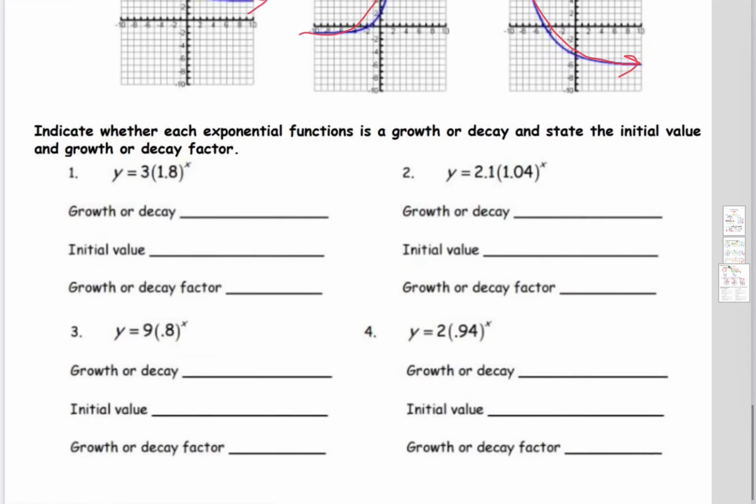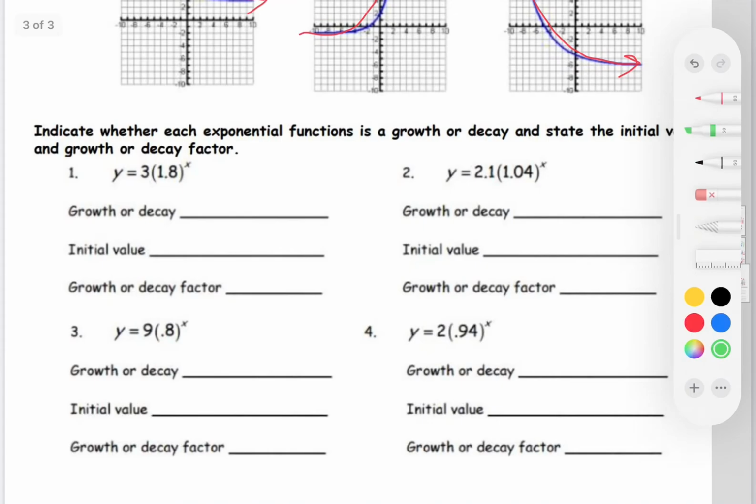Okay, this is the last piece for today, and then you can move into your exit ticket. So in this first example, is it a growth or a decay? Well, let's see. The number in parentheses, is it bigger than 1? Yes, it's bigger than 1. So therefore, this is a growth. What is the initial or the starting value? The value it starts at is the number 3. What is the growth or decay factor? The number at which it's growing is 1.8.